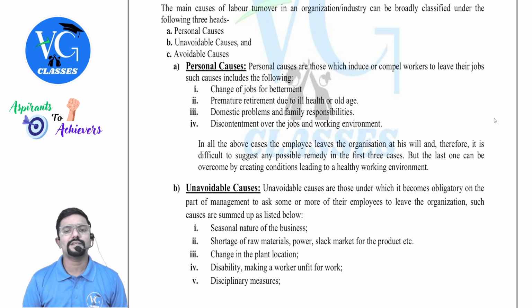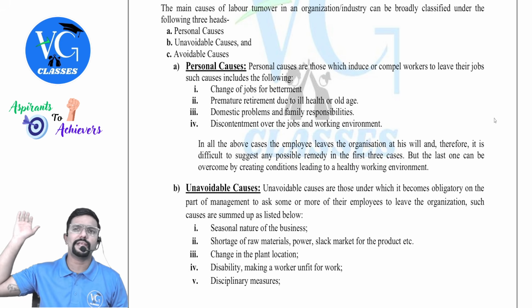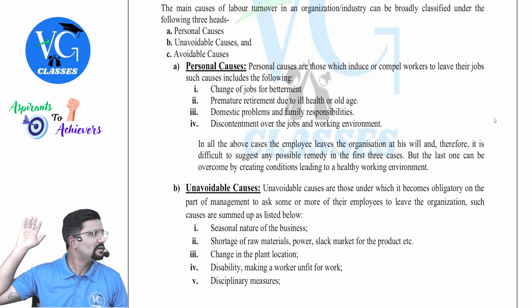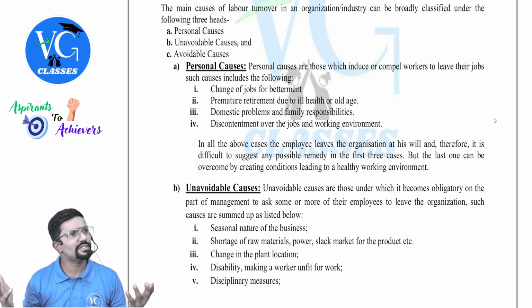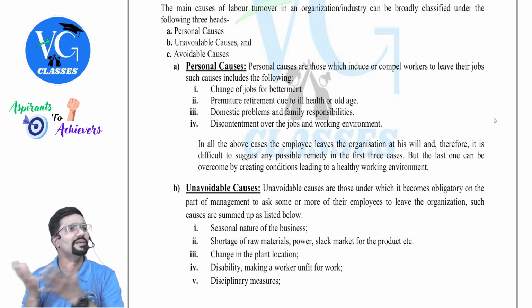Next, domestic problems and family responsibilities. So domestic problems, maybe there are a few people, sir, I was working in Bangalore, but now my parents are not doing well. So I have to resign my job, go back, take care of them for a few months, sir. Yeah, there are people like that. And when the situation is like that, obviously you have to make a trade off between either the family or the job.